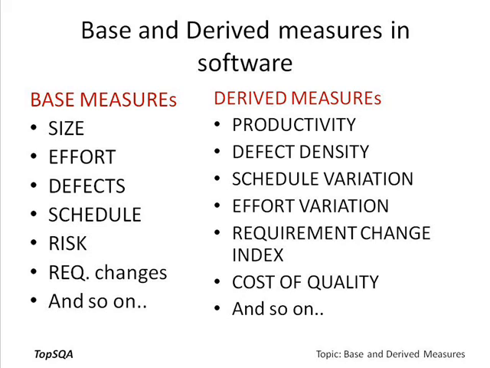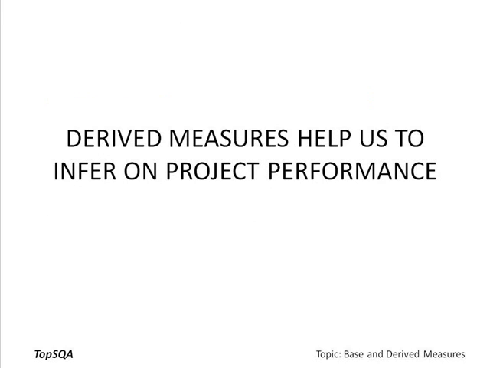Now, by looking at the derived metrics, we can really measure the health of the project, because we would be able to judge whether the project is doing well or not. We would be able to judge whether the project is better than other projects. Is it the best in class? Is it really something where a lot of things need to improve or not? Those kinds of decisions can really be made by looking at these derived measures. So the important point to note is that these derived measures help us to infer project performance, and that is really the goal of software project metrics, right?